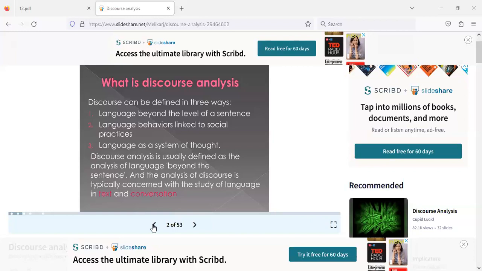Discourse can be defined in three ways. The first one, we call it language beyond the level of a sentence. Now, what do you mean by that? Can you think of it? Why do they say it's language beyond the level of a sentence?